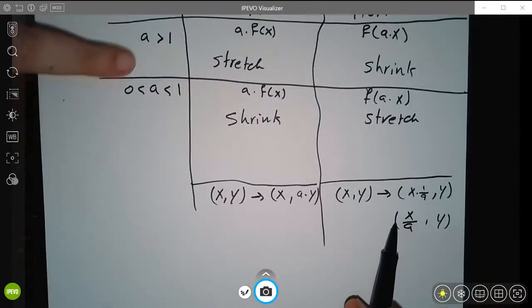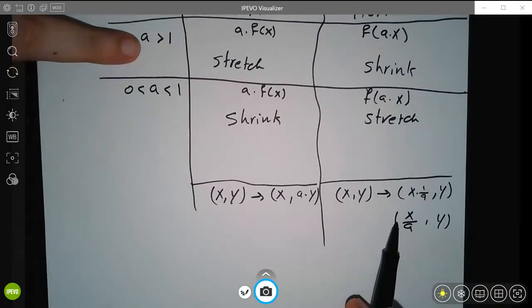This applies to both the numbers. If the number you multiply by is bigger than 1, this is what happens. Now I'm going to explain why over this. But let's start with the vertical. Let's look at the graph.